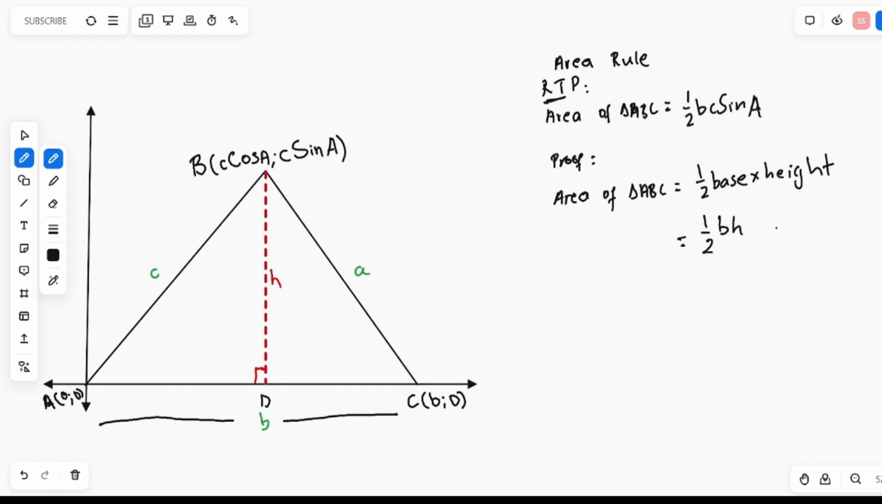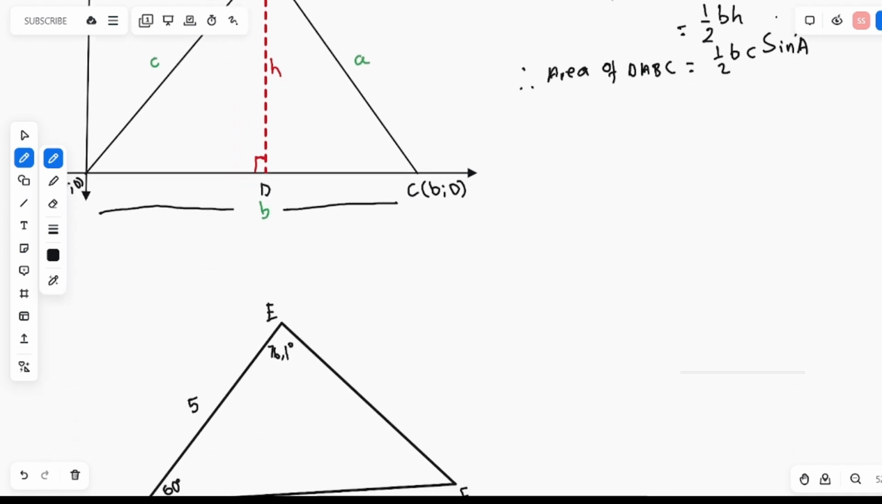And we know from our previous video that H is equal to C sine A, right? Because our H is the very same value as the y coordinate of B. Having known that, we can simply say that therefore the area of triangle ABC is equal to 1 over 2, our base is B, then our height is C sine A. So that's how we go about proving the area rule. So let's go to how we use the area rule.